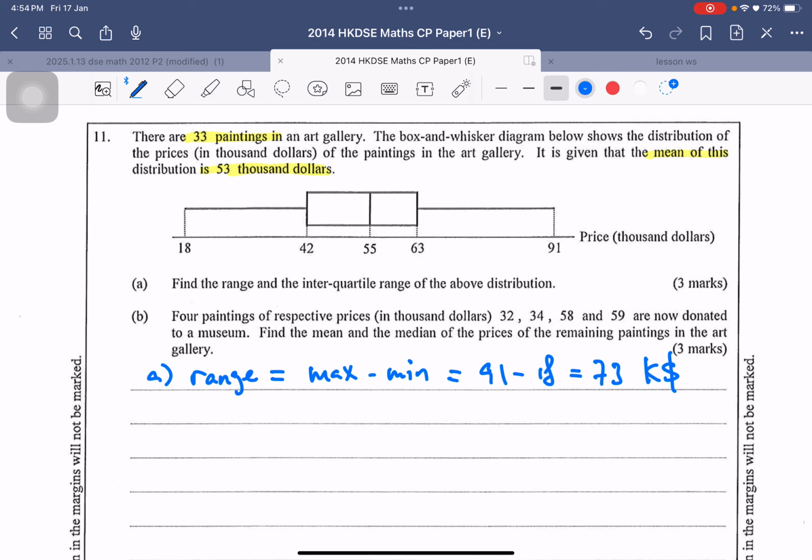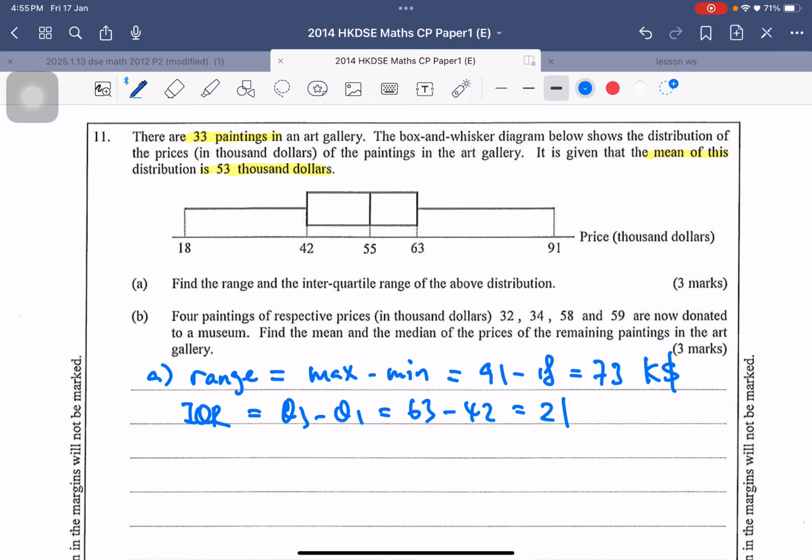It's better for you to just write $1,000, or else you have too many zeros. If you get one zero missing, then you get it wrong. So what's his IQR? Ria, what's his IQR? It's using what minus what? Okay, so Q3 minus Q1 equals 63 minus 42 equals 21.